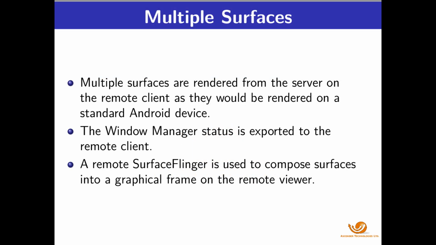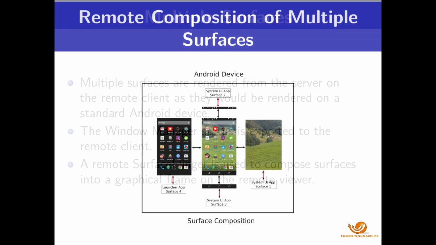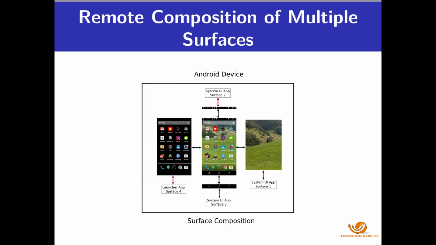Android in the cloud enables remote surface composition that is functionally equivalent to the standard local surface flinger. The Android surfaces are rendered remotely on the remote host and composed on the remote client using Android's window manager. This schematic diagram illustrates how four different graphic surfaces are composed to display the standard Android system launcher, which appears immediately after booting the Android device.